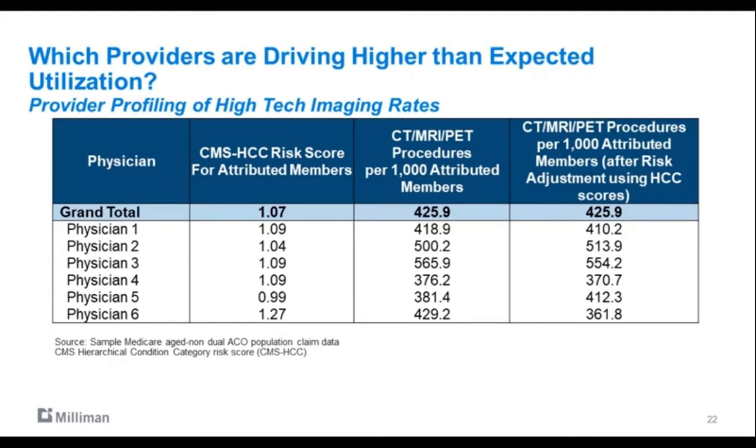So what we've done here is, based on their attributed members to each of these physicians, we have taken their utilization per thousand of high-tech imaging and adjusted it in the last column by that population's CMS HCC, hierarchical condition category, risk score, which accounts for the demographics and the comorbidities of each individual in the population. So we've adjusted that, and then the last column really has a much more credible comparison of those physicians' performance.